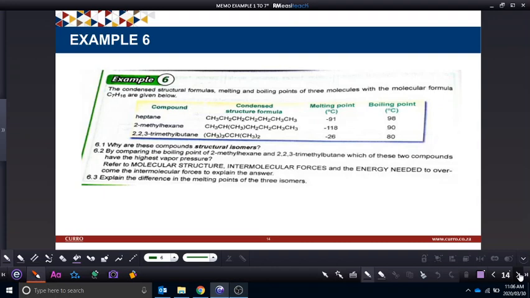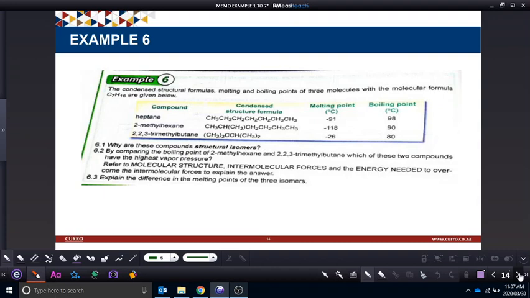So why are these compounds structural isomers? They have the same intermolecular force, but they have different structural formulas or different chain lengths.